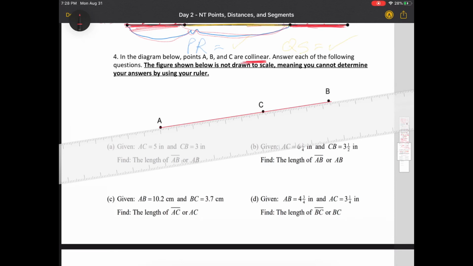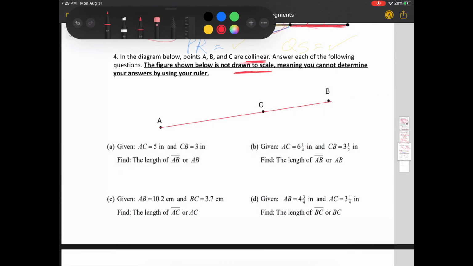And it says, answer the following questions based off of the diagram. So again, it's not drawn to scale. What that means is that it might appear a little bit different depending on the size of your screen. So let's look at the first question. What I'm going to do is model with the diagram up here to show how we can do this by using the picture.